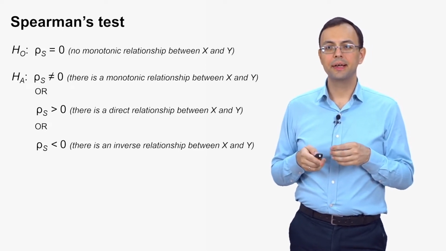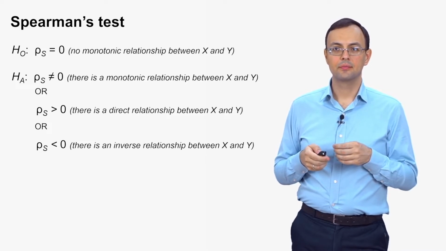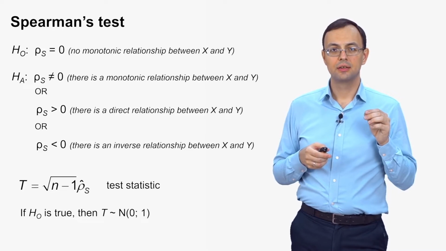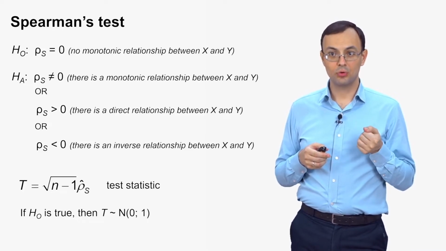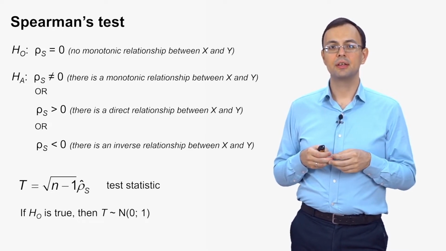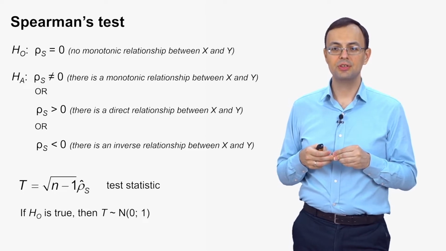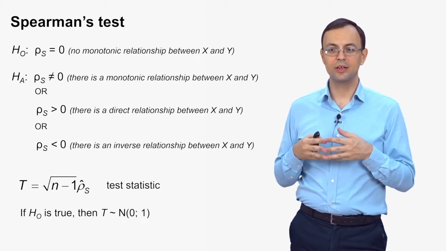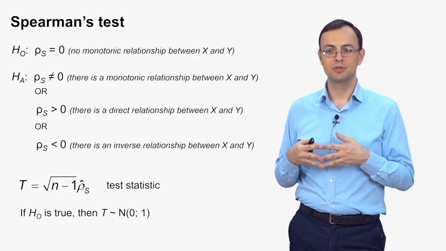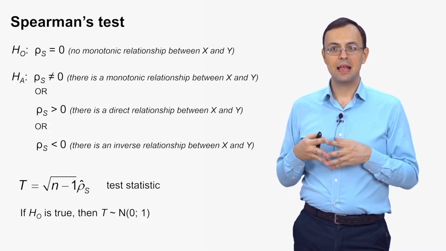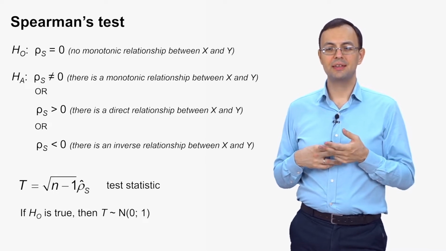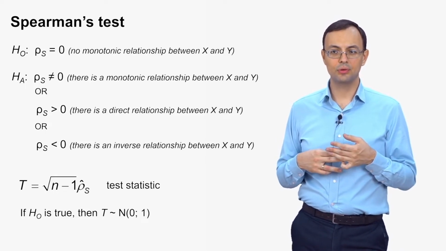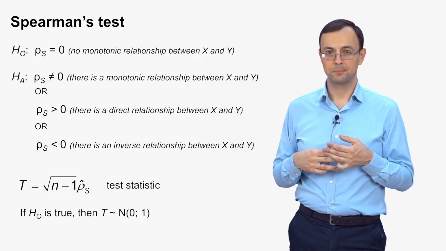So the test statistic is based on Spearman's rho, on the sample Spearman's coefficient, and the formula for the statistic is T equals square root of n-1 times rho hat. And Spearman proved that if H0 is true, then T follows the standard normal distribution.